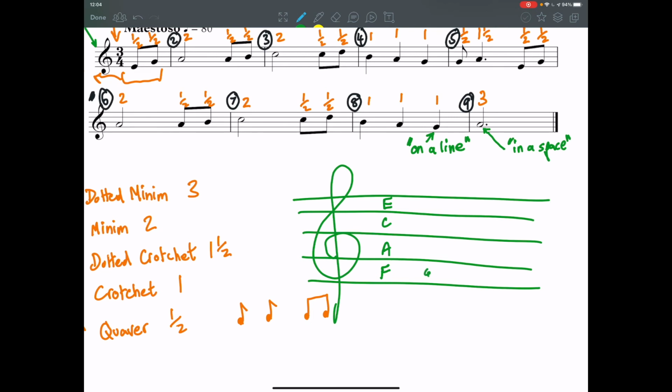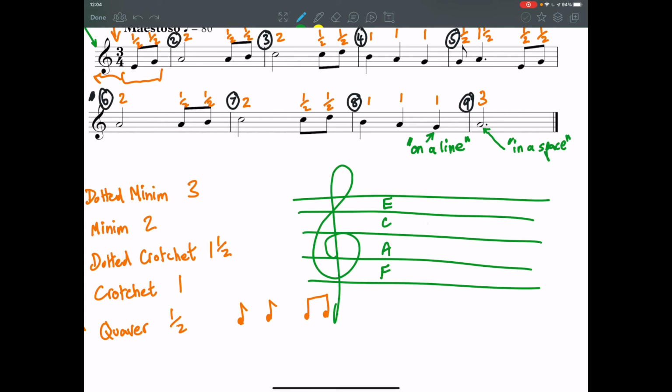So if the dot or the note head of a note is in that bottom space, that note is F. If it's in the next space up, it's A. If it's in this space, it's C. And if it's in that space, it's E. Okay, so all you really need to remember is face from bottom to top. Just take those out for a second.